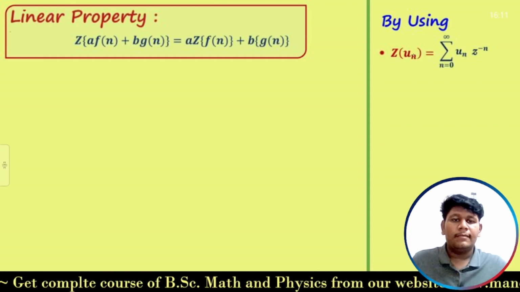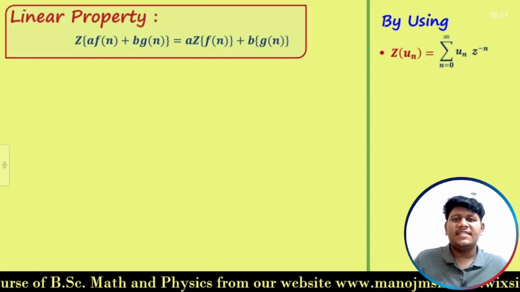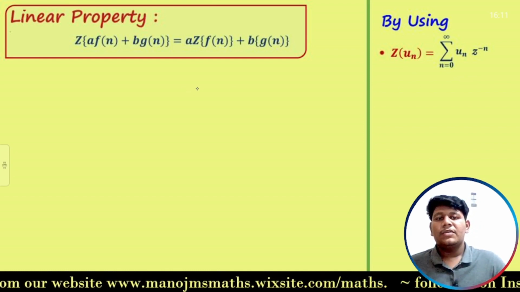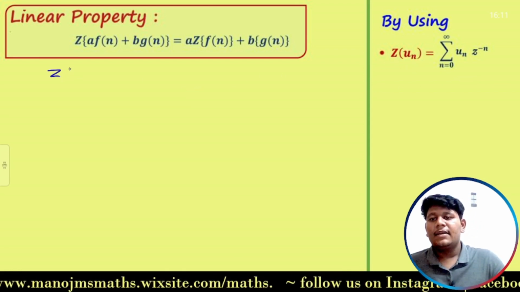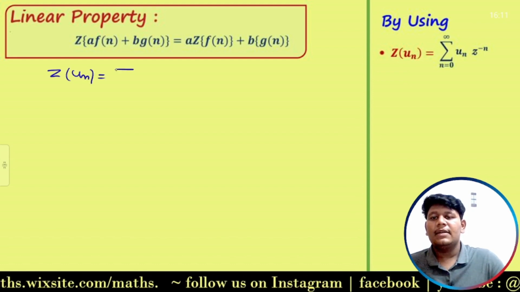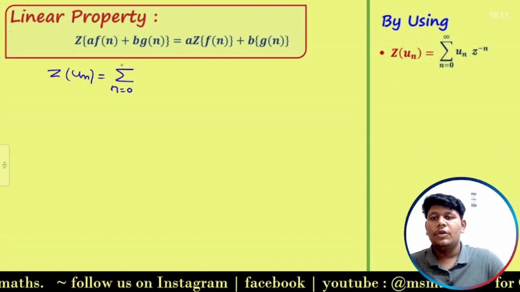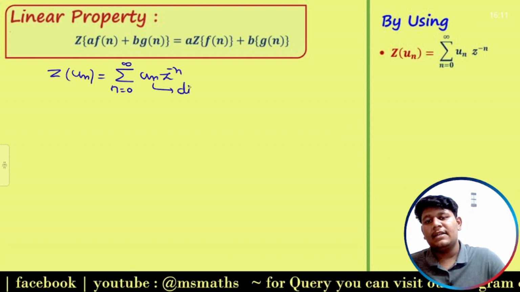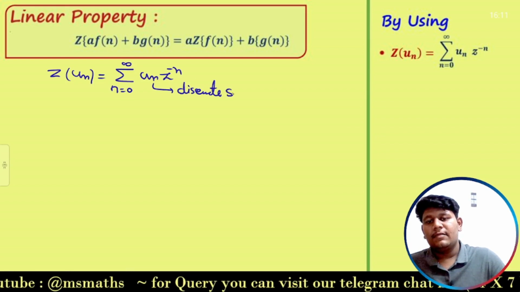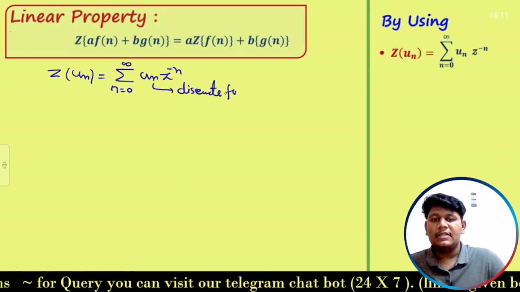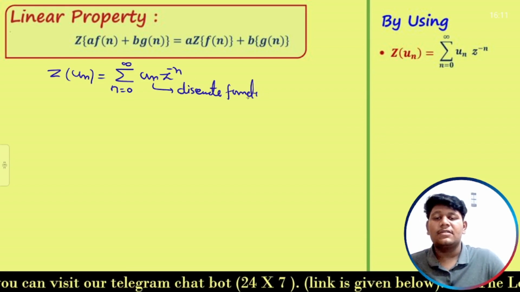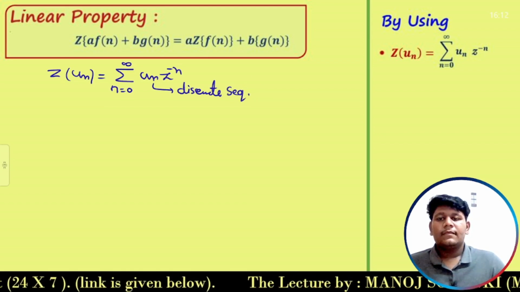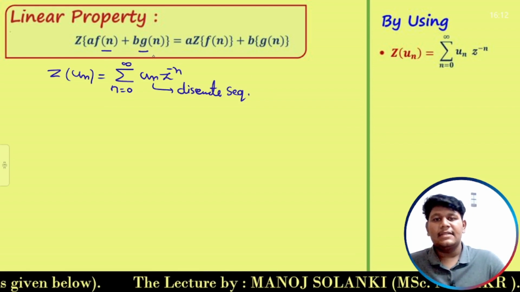Now we'll use some basic definition. It is nothing but the definition of the z transform. The definition of the Z transform says that the Z transform of a function is the series summation n equals 0 to infinity of u_n z power minus n, and u_n is nothing but a discrete series, a discrete function or discrete sequence.